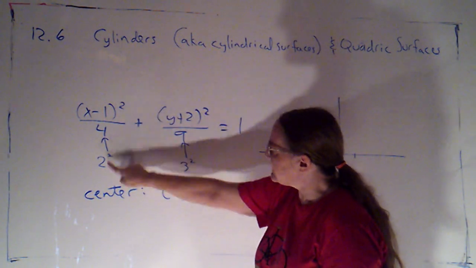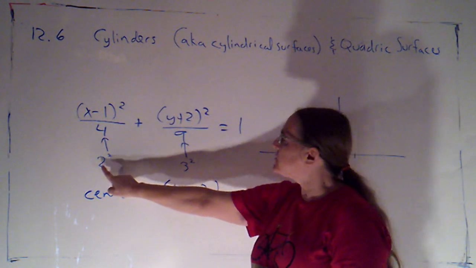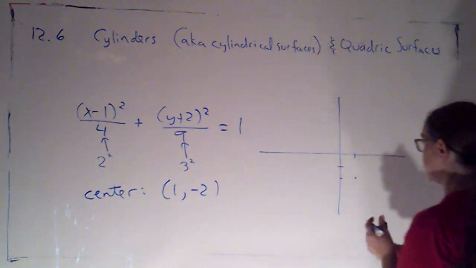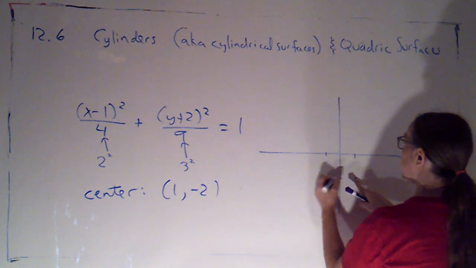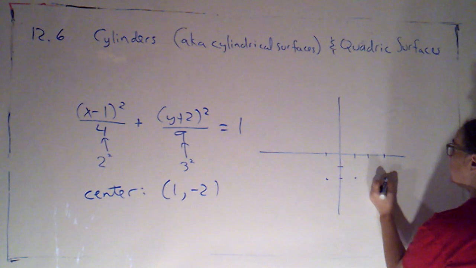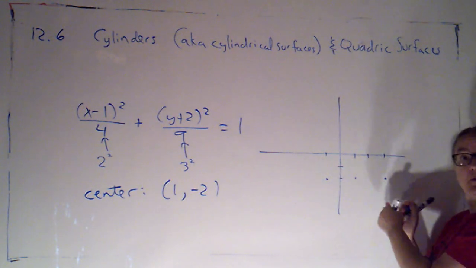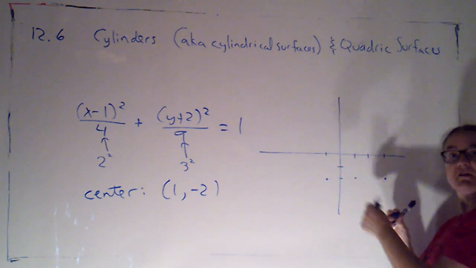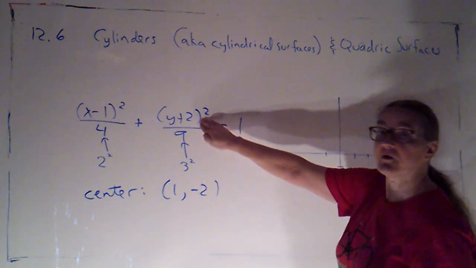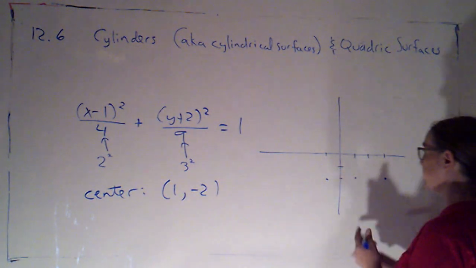Under the x's, I've got 2 squared. So because this is under the x's, that 2 is going to be a horizontal distance. So from the center, I'm going to go 2 to the left and 2 to the right. And these 2 points are going to be the points that are farthest to the left and farthest to the right on the ellipse. Similarly, because 3 squared is under the y's, that 3 is a vertical distance.